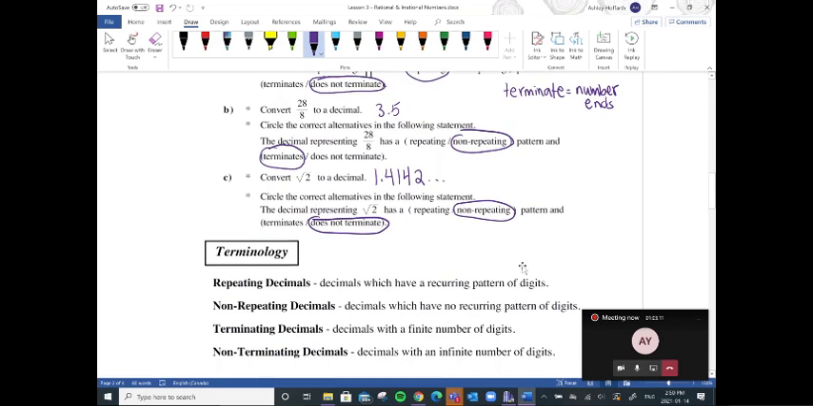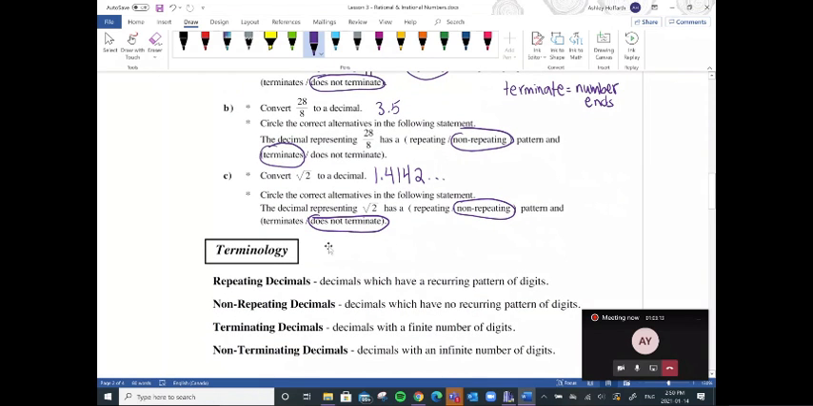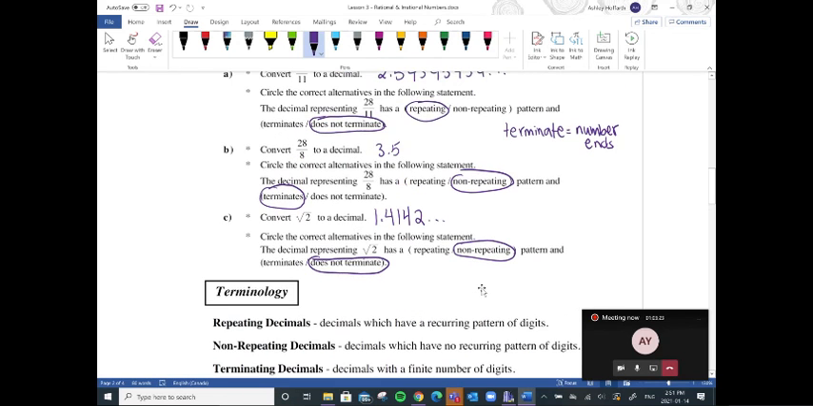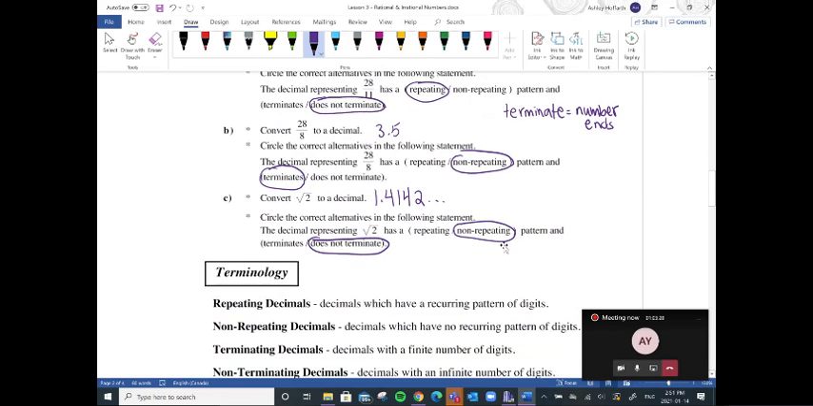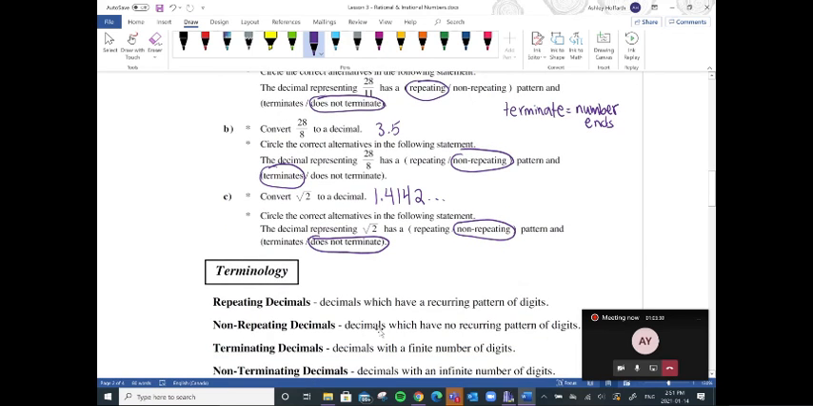Okay, and then just to help you remember that, there are the definitions right there. That's right out of your workbook. So repeating decimals are decimals which have a recurring pattern. So something that keeps continuing over and over, like the 54, 54, 54, 54. Non-repeating obviously would be like this one here, where it's different numbers, where you can't see any recurring pattern in there whatsoever, or something that terminates.